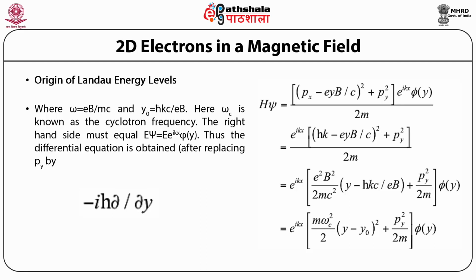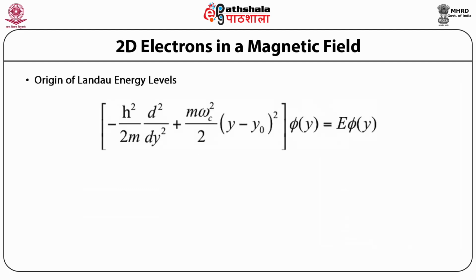The right side must equal E xi, which is equal to E into e raised to the power iota kx phi of y. Thus the differential equation is obtained after replacing py by minus iota h cross partial derivative with respect to y. So this is the expression that we finally obtain for this gas of two-dimensional electrons in a magnetic field, and this is basically the Schrödinger equation, right?